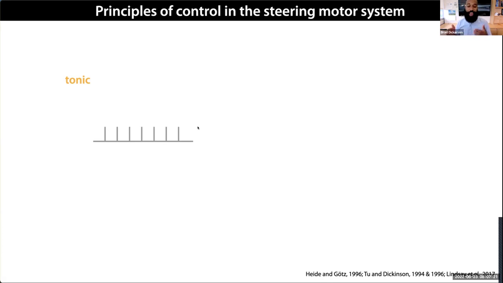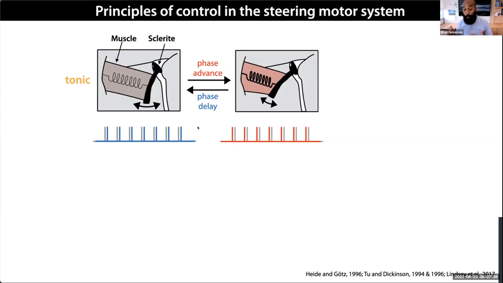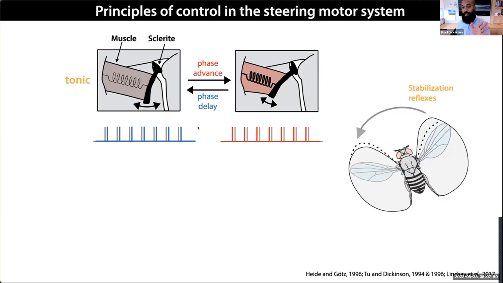And so the motor neurons cannot control their spike rate while the animal's flying, but what they can do is control when in the stroke cycle they're active. And so by introducing, say, a phase delay where the muscle fires later in the stroke cycle, or a phase advance, we know from biomechanical analyses that actually changes the biomechanical properties of the muscle, effectively in some cases making it stiffer. And that can lead to different changes in wing motion and aerodynamic forces. And these muscles tend to be involved in slowly guided stabilization reflexes that I'll talk about a little bit later.